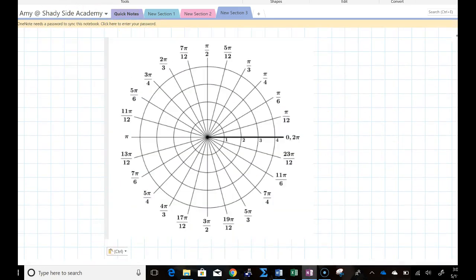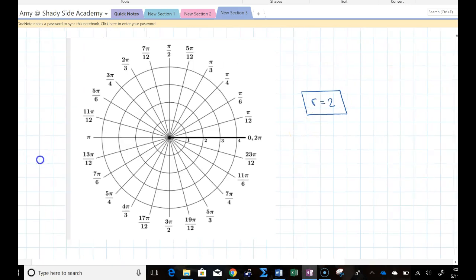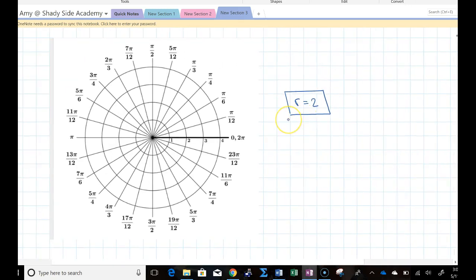Okay, what do you think the graph of this would look like? If I said r equals 2, what does the graph of this look like? In other words, this is saying all points on this graph where r is 2. I hope you say that r equals 2, just like back in the world of the Cartesian coordinate system of x and y.